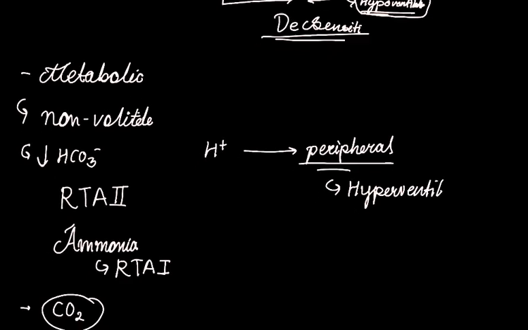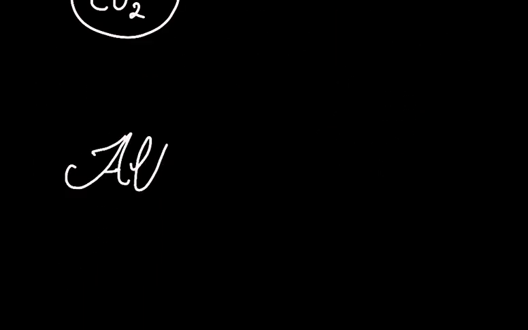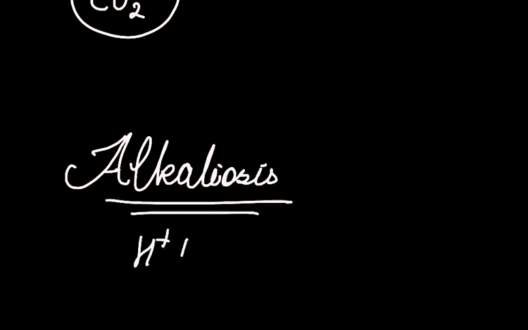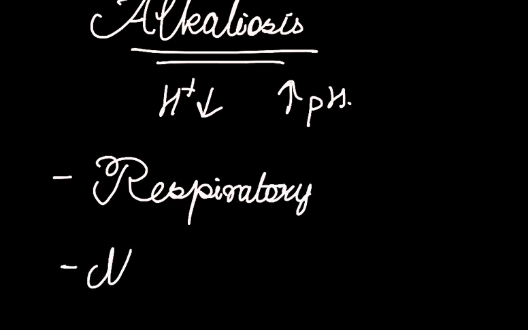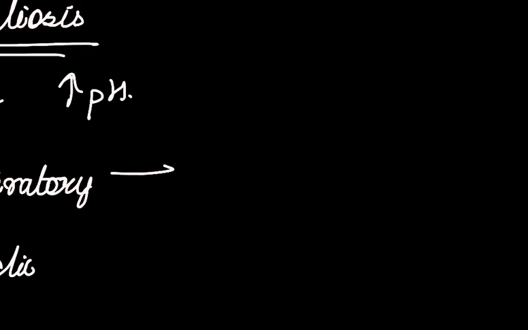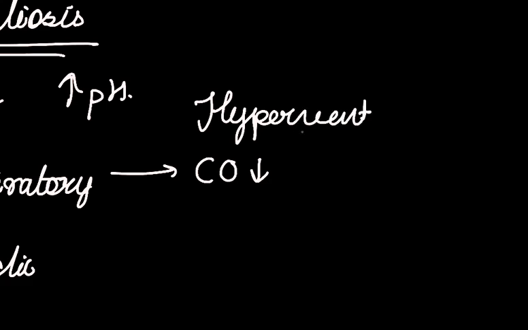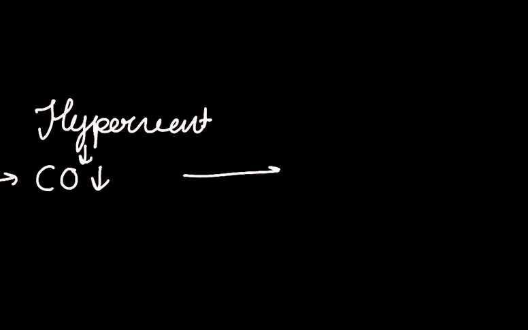Now let's talk about alkalosis. Alkalosis means a decrease in acidity, or a decrease in H plus, or an increase in pH. It is also of two types: respiratory alkalosis and metabolic alkalosis. Now talking about respiratory alkalosis, what happens? The carbon dioxide decreases. How? Due to hyperventilation, it decreases the CO2. Now in order to compensate, our body starts excreting out HCO3 minus. So this is very important.